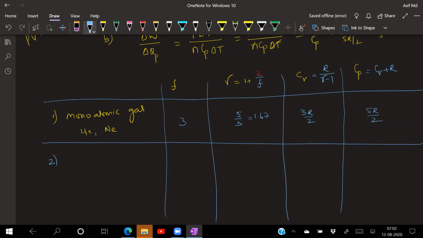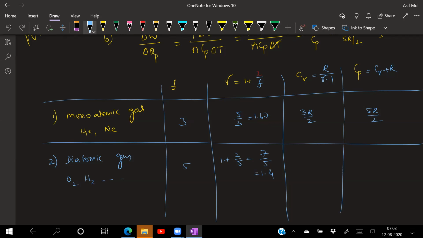Then the next one, diatomic gas, like oxygen, hydrogen. The number of degrees of freedom is 5. And gamma is 1 plus 2 by 5, so 7 by 5, which is 1.4.